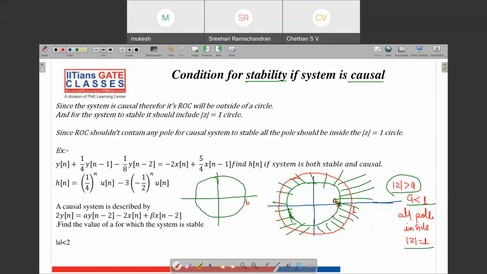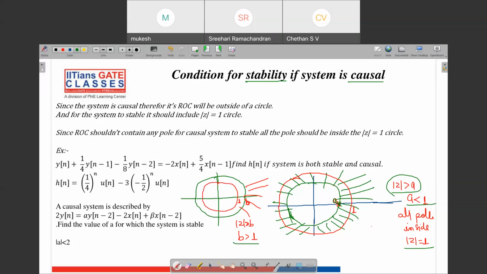So it means that the ROC will be in this form, mod of z greater than b, and let's assume that b is greater than 1. So what it means is that we have at least one pole whose magnitude is more than 1. In that case, let me plot the z equal to 1 circle. This is the z equal to 1 circle, and here b is less than 1.